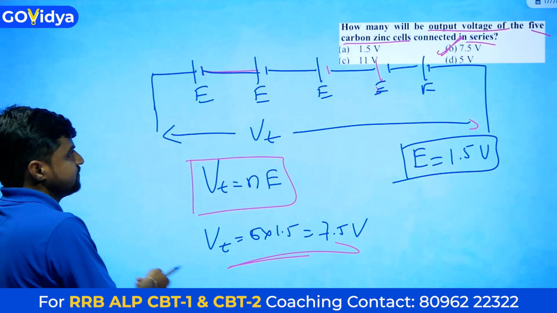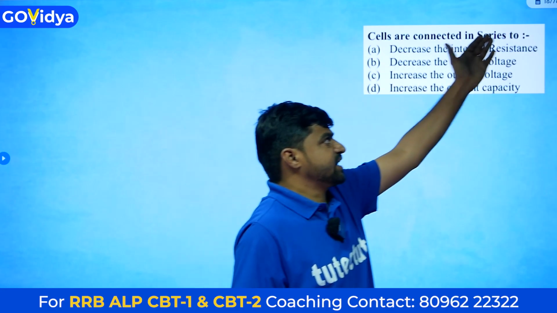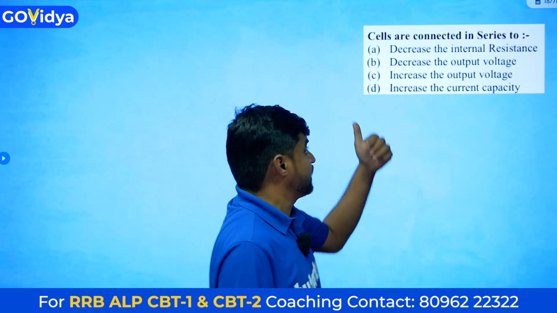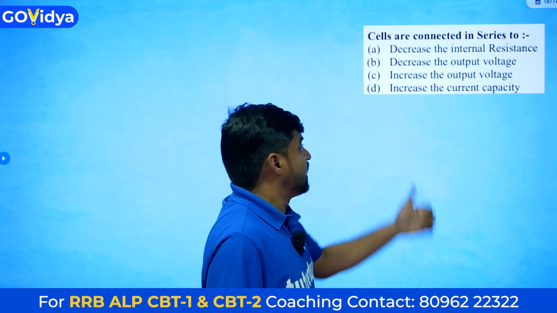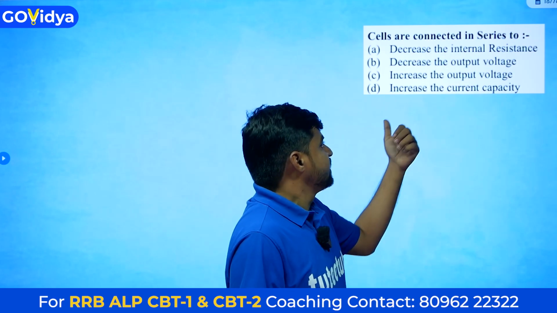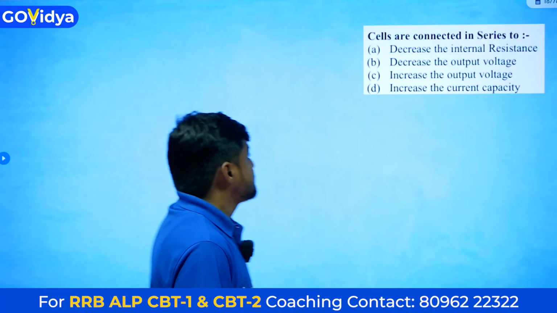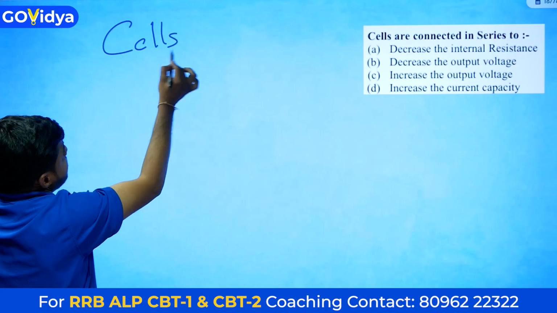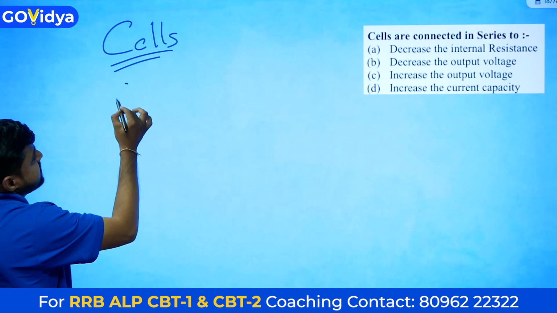Okay, next question. The cells are connected in series. Does it decrease the internal resistance, decrease the output voltage, increase the output voltage, or increase the current capacity? Cells are connected in series.